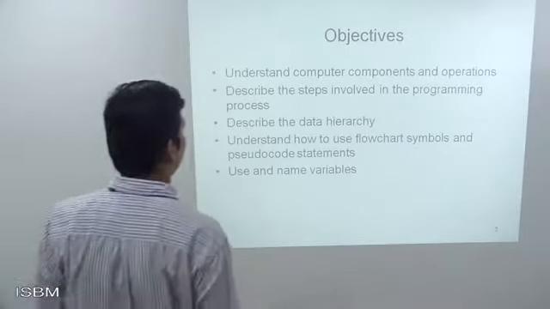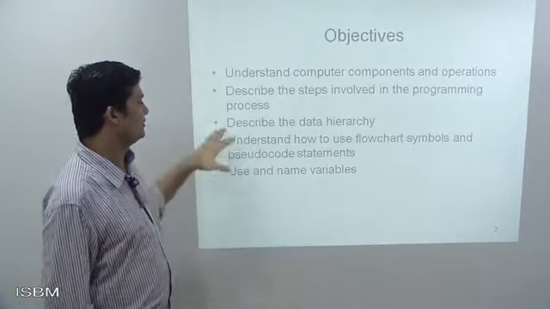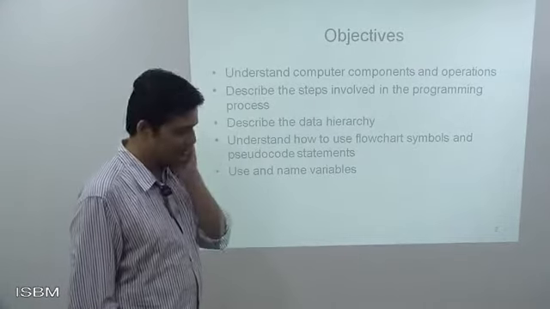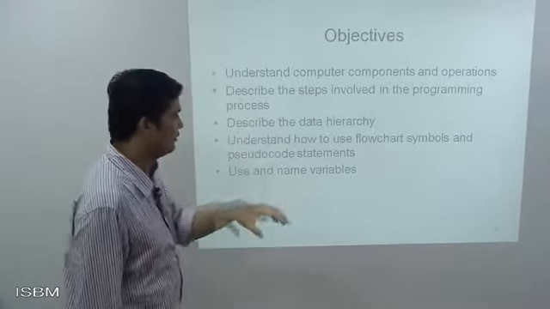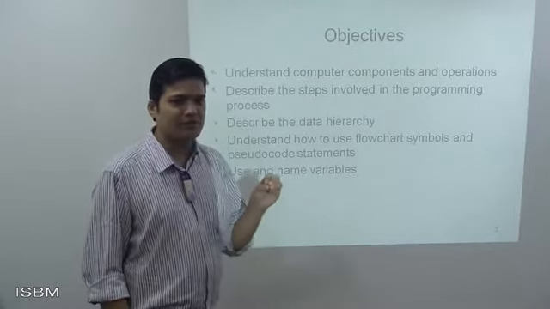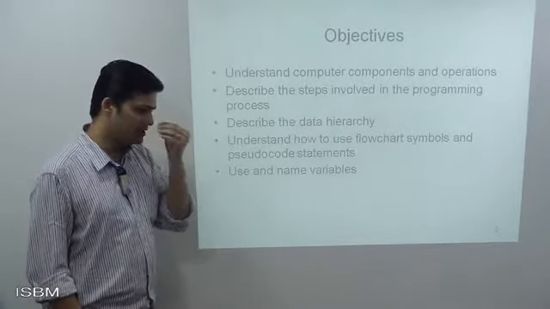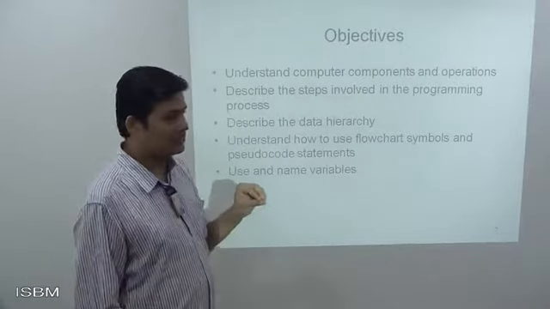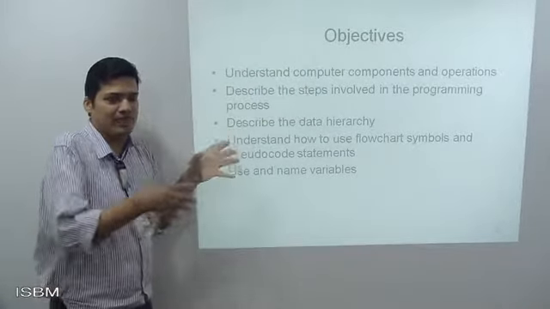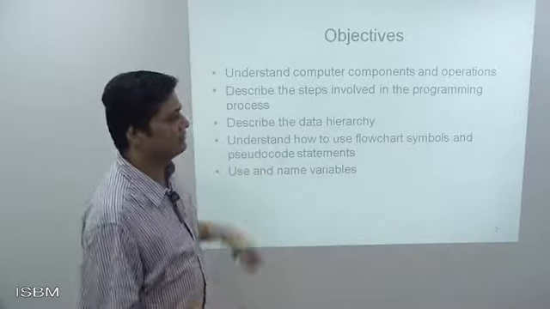So main objective: understand computer components and operations, describe the steps involved in the programming process, describe the data hierarchy, understand how to use flowchart symbols. Flowchart is there because without a flowchart you cannot understand the designing and all. Symbols and pseudocode statements. See, when you're doing the analysis, obviously you need to write some pseudocode. So pseudocode statements and use of names and variables, whatever variables we are using in the programming, how the data is declared in the programming, each and everything we are going to check over here. So this is a kind of objective synopsis I have written over here, and on the basis of this objective we are going to learn each and everything over here.